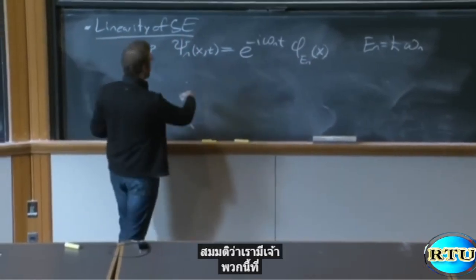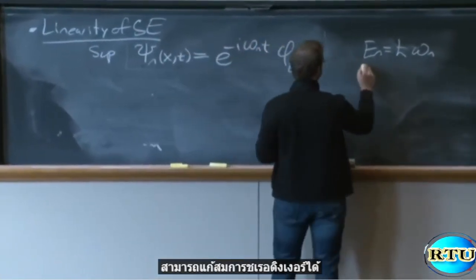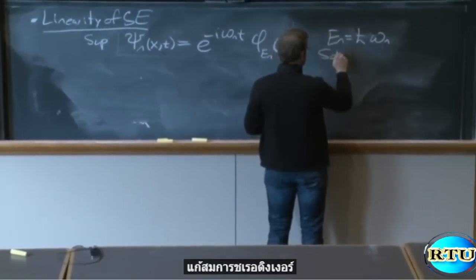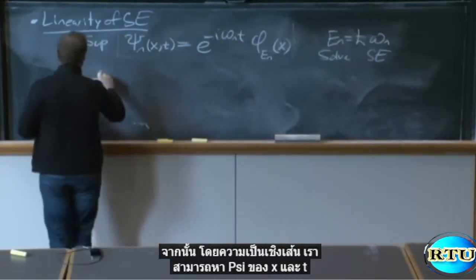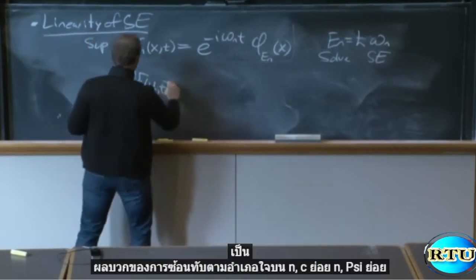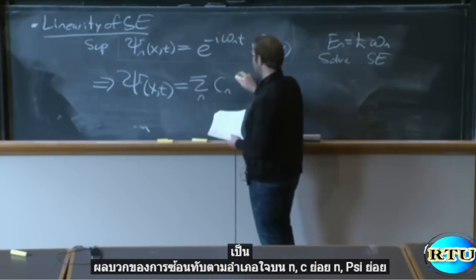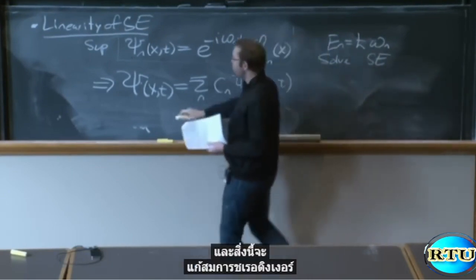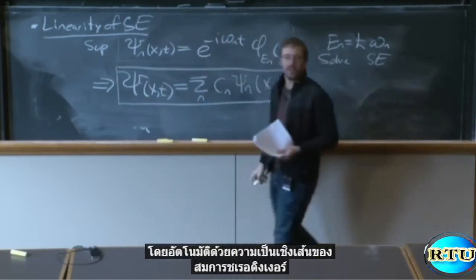Suppose these guys solve the Schrodinger equation. Then, by linearity, we can take psi of x and t to be an arbitrary superposition, sum over n, c sub n, psi sub n of x and t. And this will automatically solve the Schrodinger equation by linearity of the Schrodinger equation.